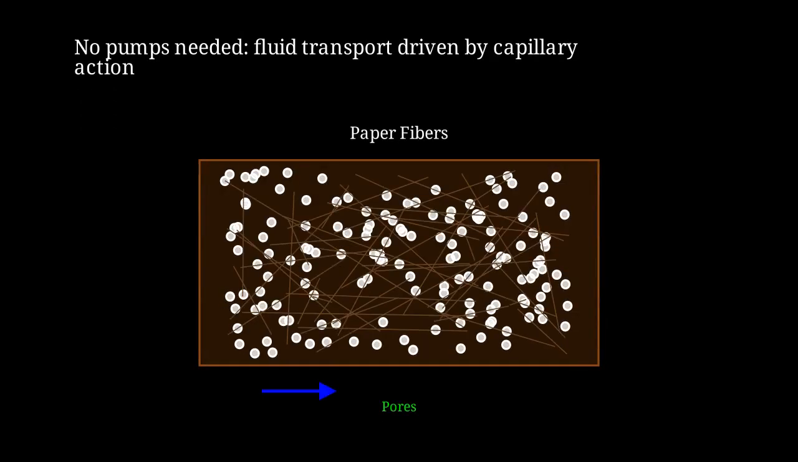Imagine the paper structure at the microscopic level. You have cellulose fibers creating a network of interconnected pores. These pores act as channels for fluid flow.